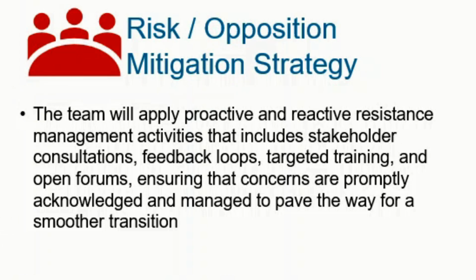You want to tell your leaders that you and the team will apply proactive and reactive resistance management activities and plan. You want to tell them that your resistance management will involve stakeholder engagement and conversations, feedback loops. So, for example, talking to champions and gathering feedback as to resistance that they might be experiencing or resistance that might happen in the future.